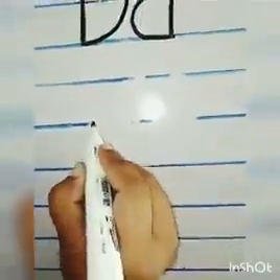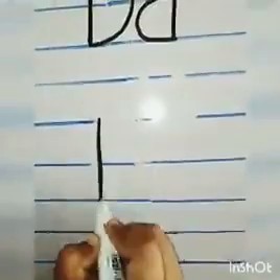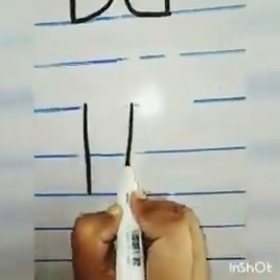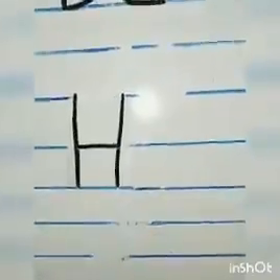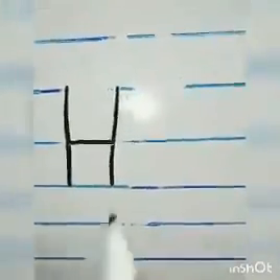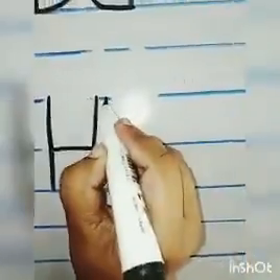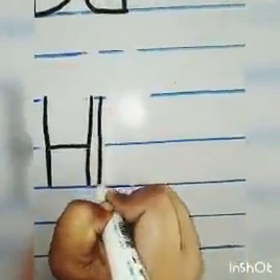E, F, G, H. First make two straight lines. Then its slipping line in the center. H, H, ha, horse.